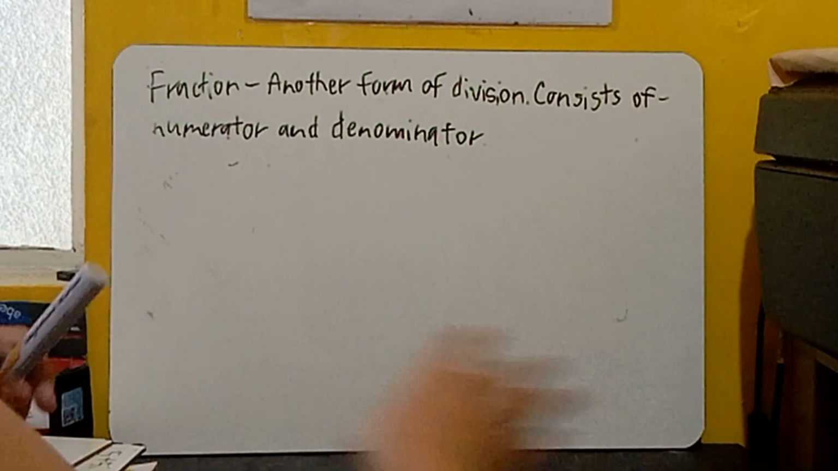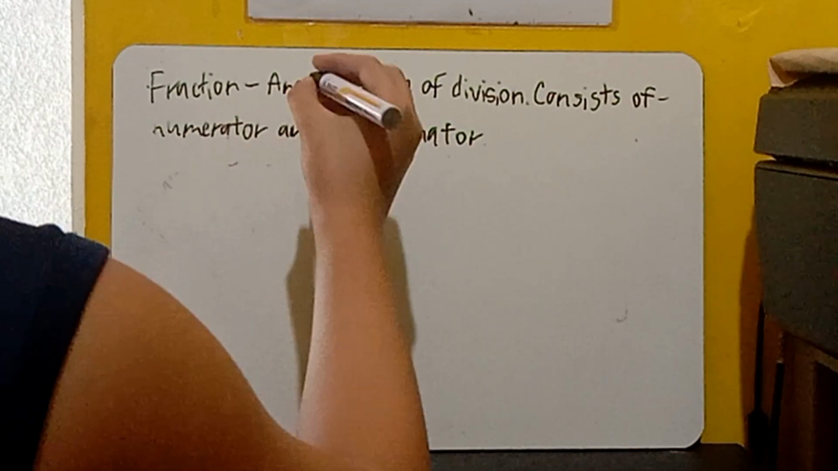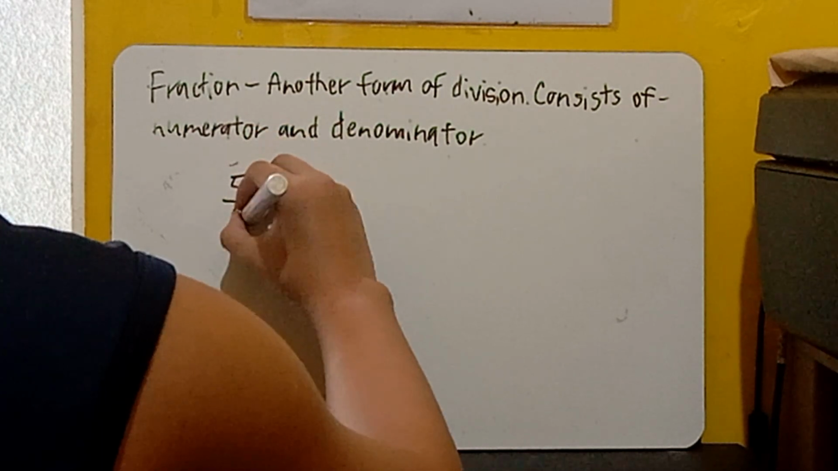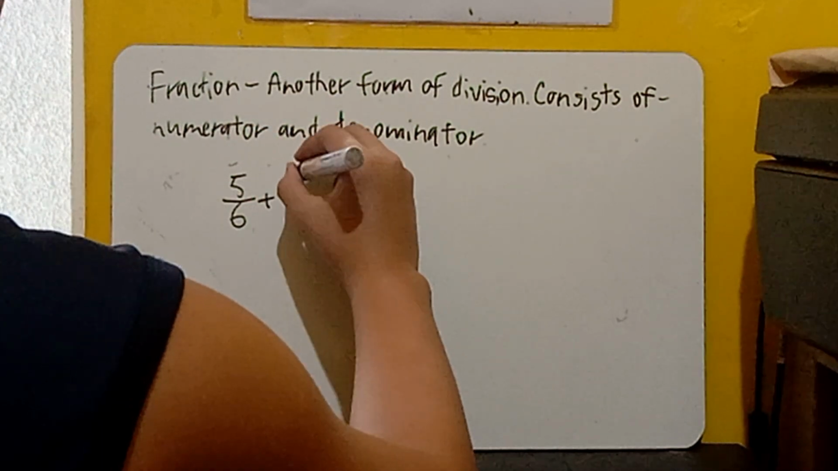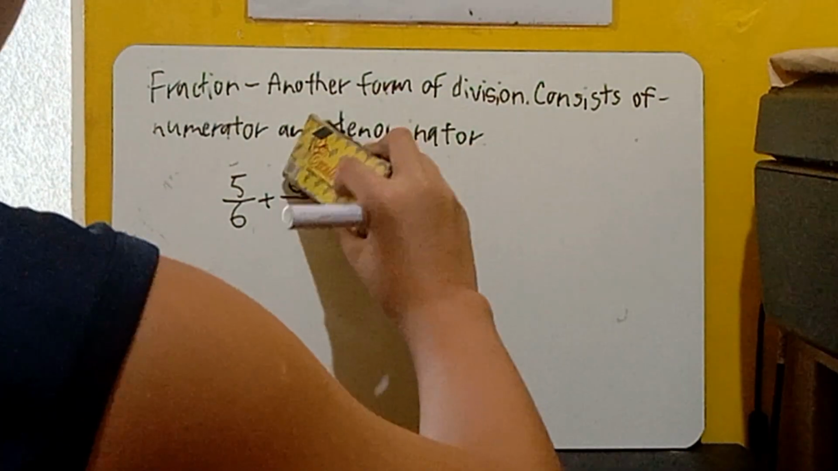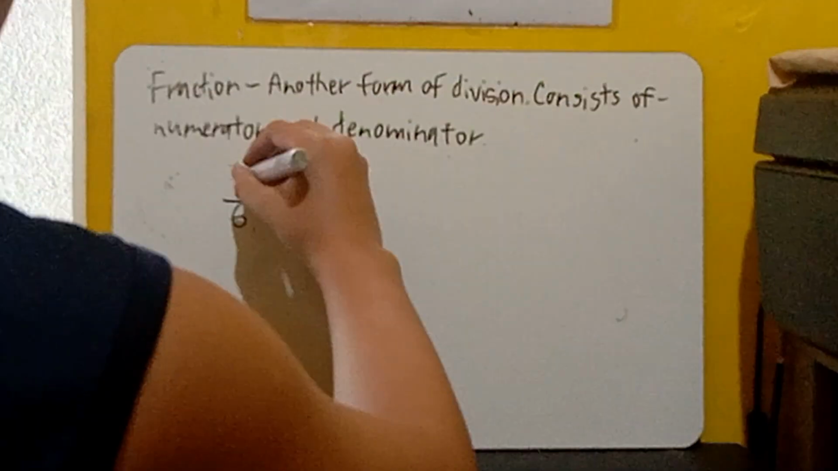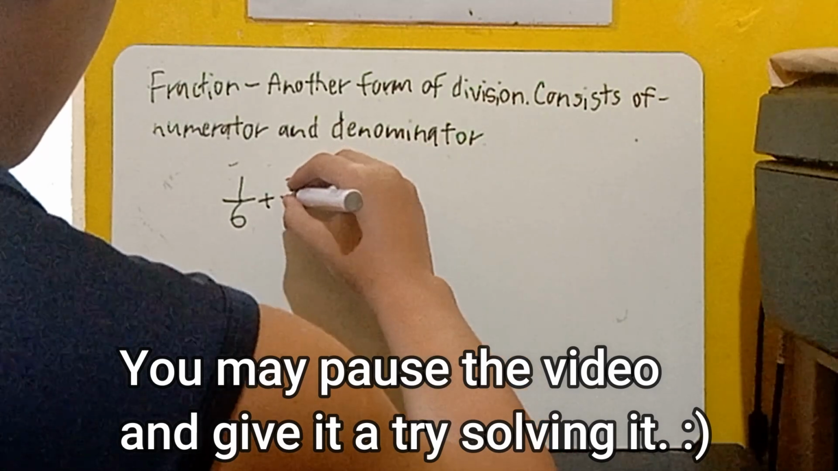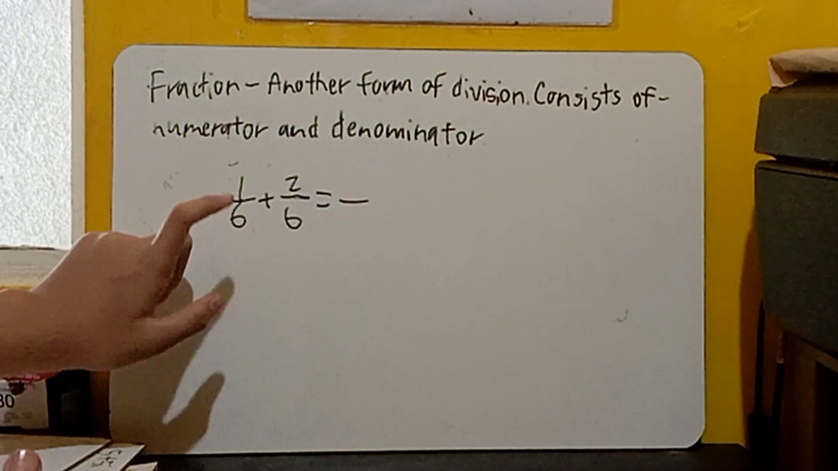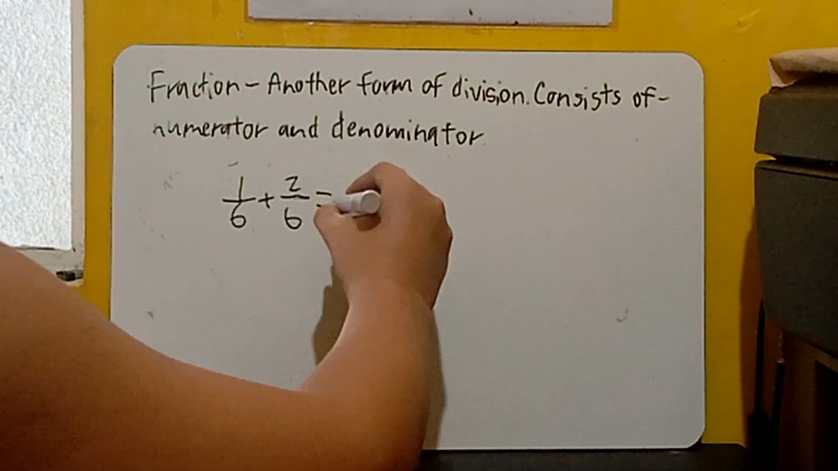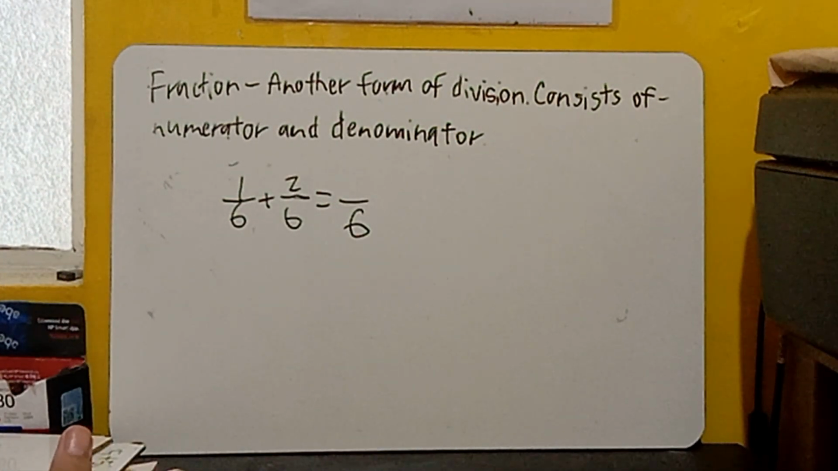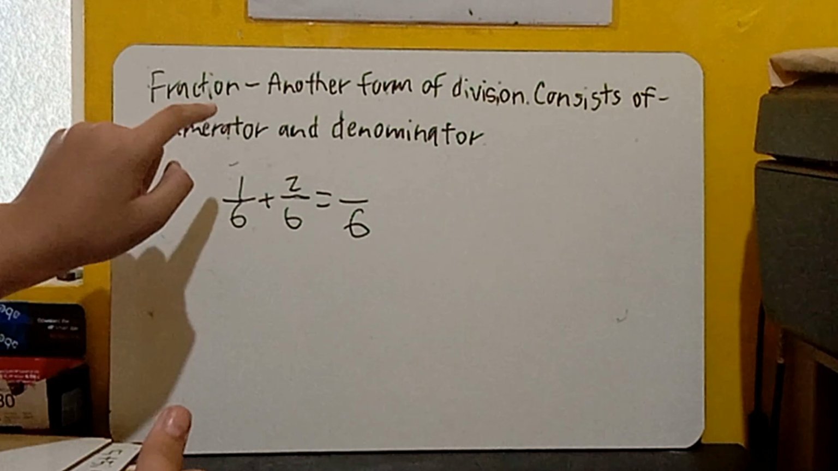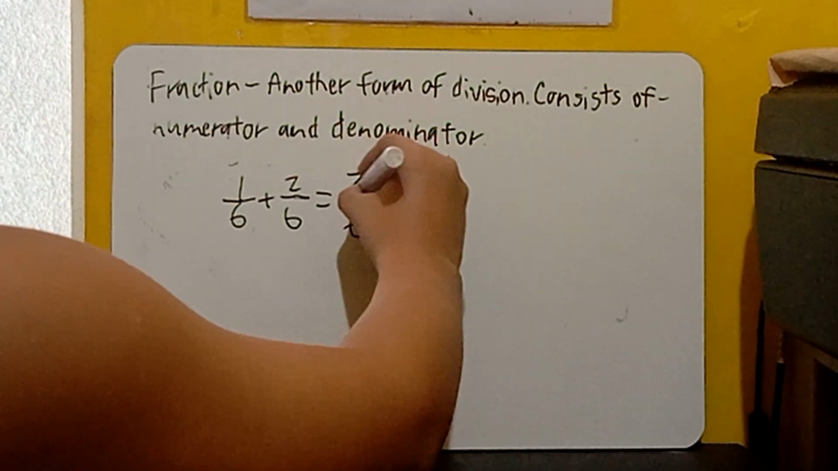Now let me give you a problem here. How about I just do this? Okay. 1 over 6 plus 2 over 6. And right here, the denominators are the same, so we're just gonna copy the denominator. And the numerator, we're gonna add them. So 1 plus 2, obviously 3.